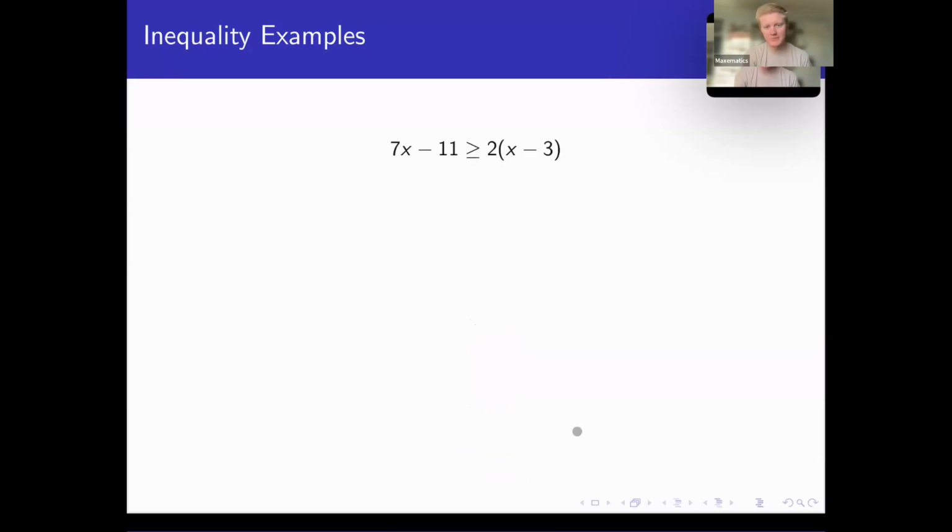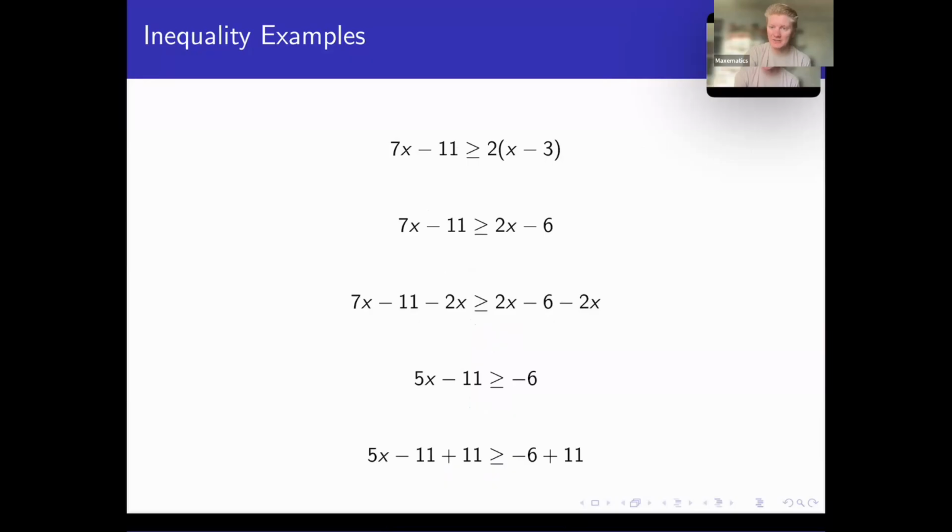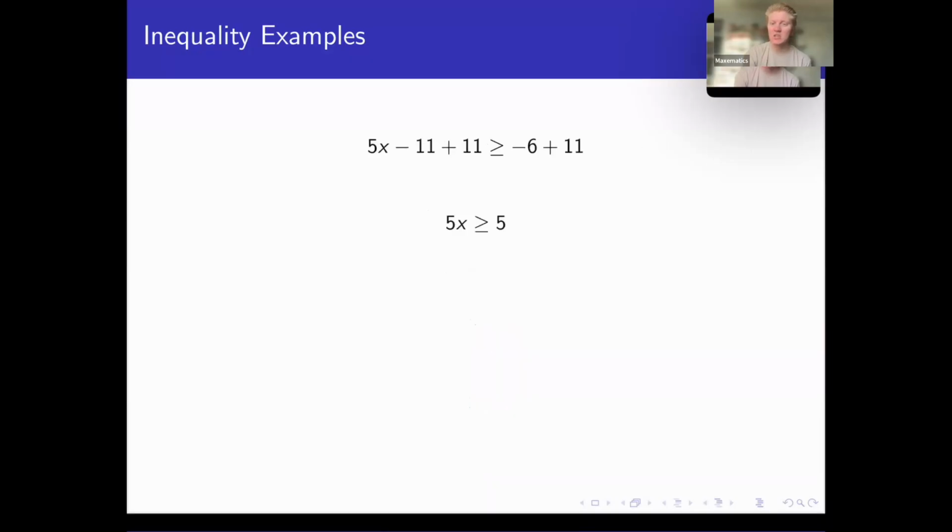Okay, let's keep going. 7x minus 11 greater than or equal to 2 times (x minus 3). If it was an equation, you would distribute 2. You would subtract 2x on both sides. You would add 11 to both sides. You would divide both sides by +5. And if we are dividing or multiplying by positive numbers, nothing changes. It only changes for negative numbers. So we get x is greater than or equal to 1. X is greater than or equal to 1 says everything bigger than 1 with 1 included. So from 1 to infinity.